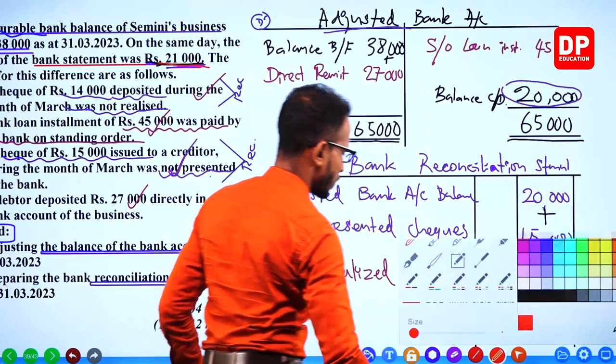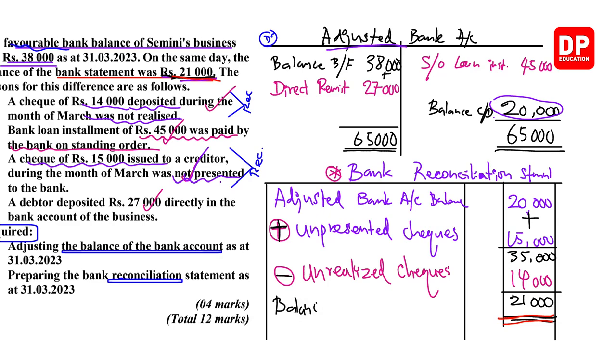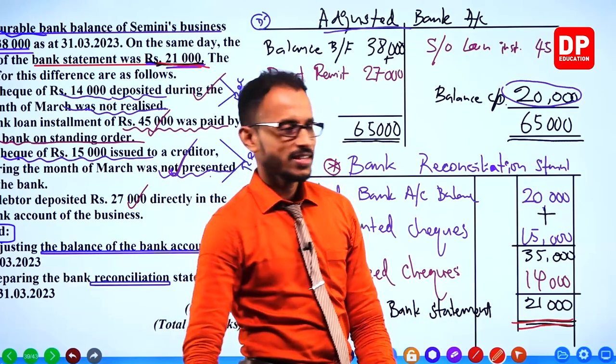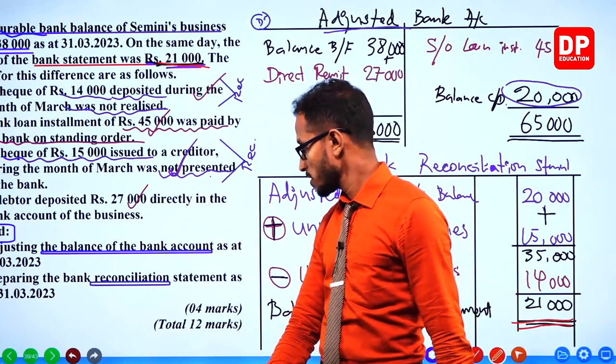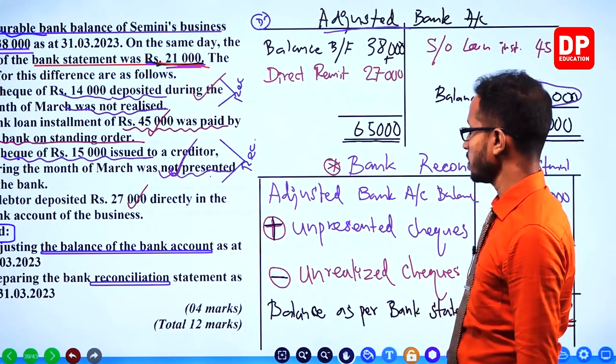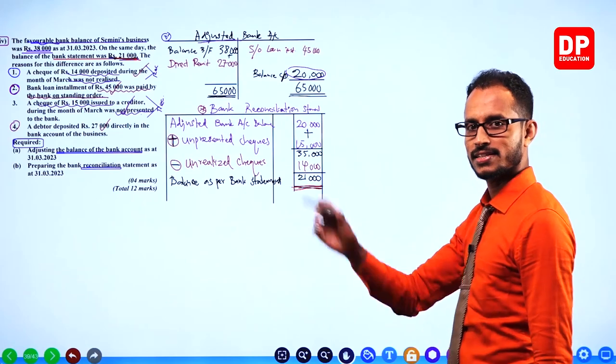You write the description as what? Balance as per bank statement. Voila. We are done with that. That means we are done with the last part of the sixth question. If you want to look at the entire thing, here you go. This is the entire thing. Looks like that. Okay, guys.